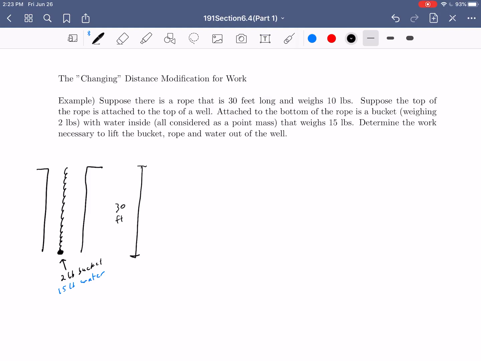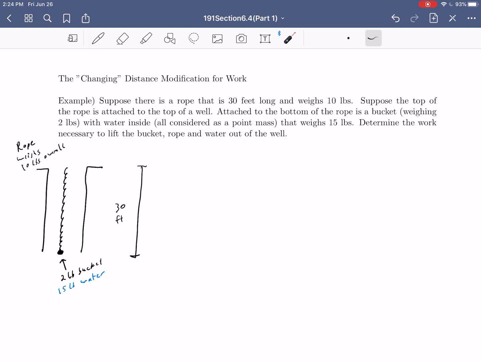And we also know, maybe not a great spot to label it, but we'll just keep this off to the side here, rope weighs 10 pounds overall. Okay, so there's all the information, right? There's our 30-foot rope. We know it weighs 10 pounds overall, and then at the bottom, there's a 2-pound bucket with a 15-pound thing of water.